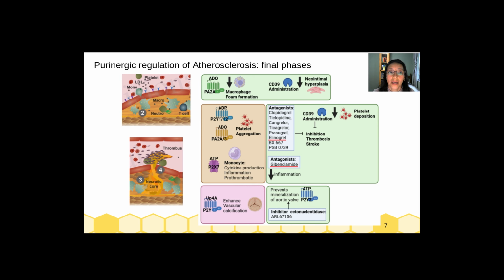On the other hand, the calcification of the plaque is induced by Up4A activating P2Y receptors, while UTP binding the P2Y2 receptor is protective against the mineralization of the aortic valve. Also, inhibitors of ectonucleotidase CD39 prevent mineralization too.